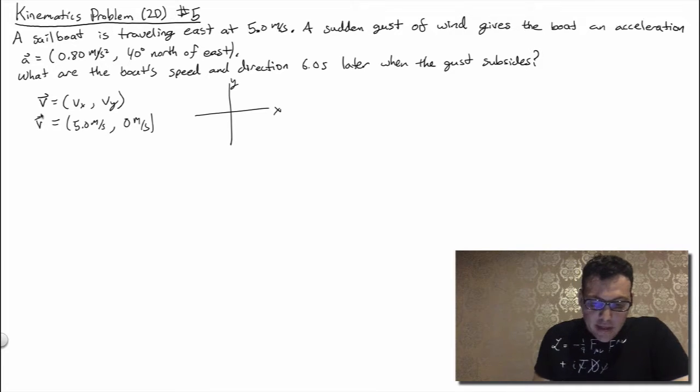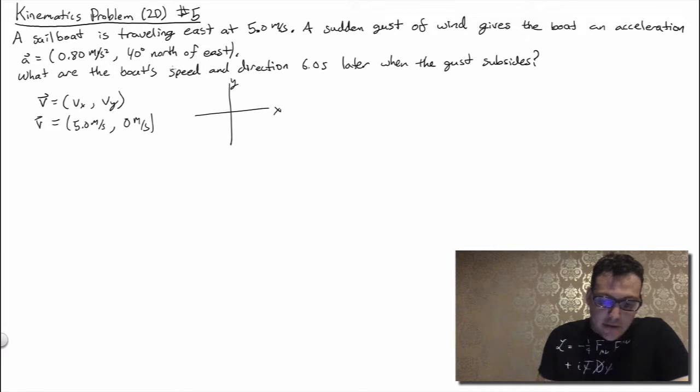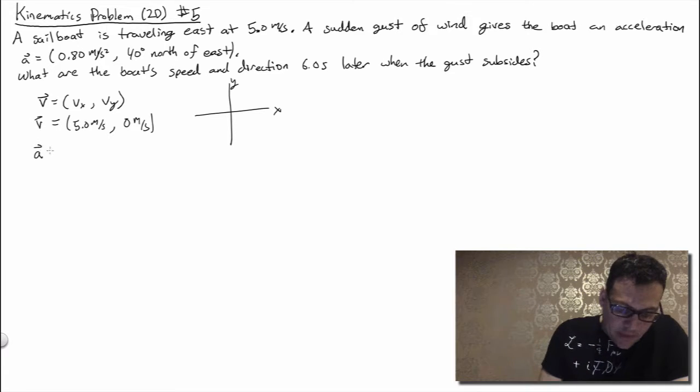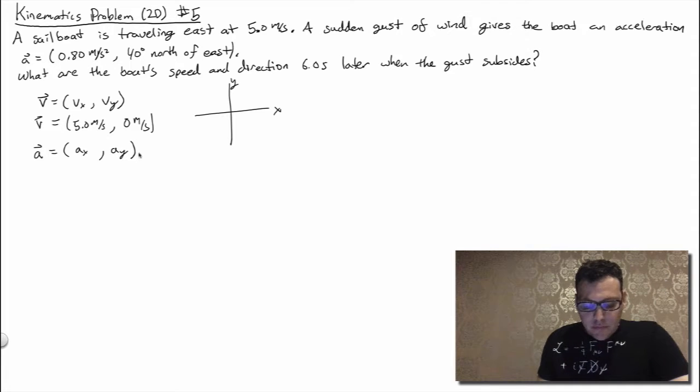And then we're also given the acceleration vector. However, it's not written in component form. It's written in this form where it gives you the magnitude and the direction. So we're going to have to convert it. We want it in the form like this: x component, y component. And the way we do that is with trigonometry, with sines and cosines. So you might have to remember the saying SOHCAHTOA.